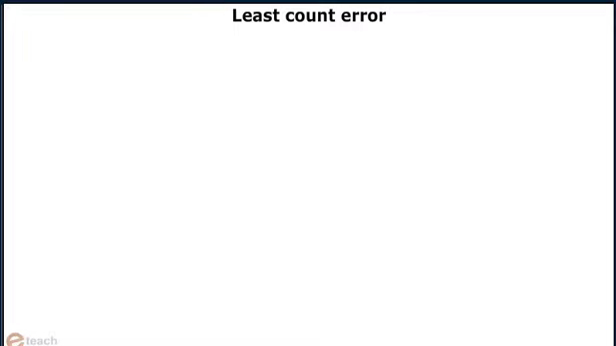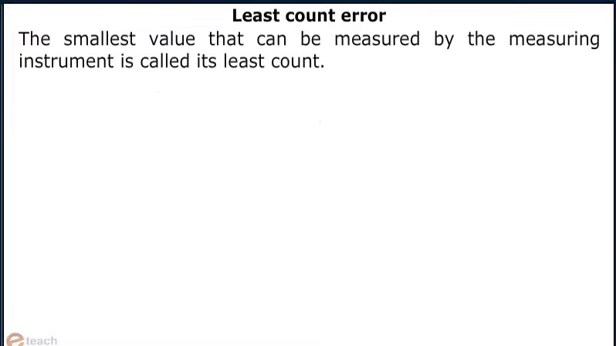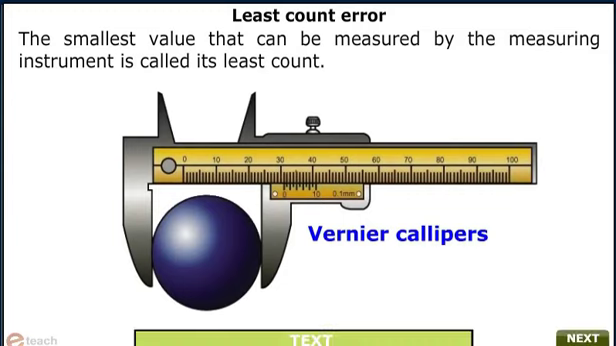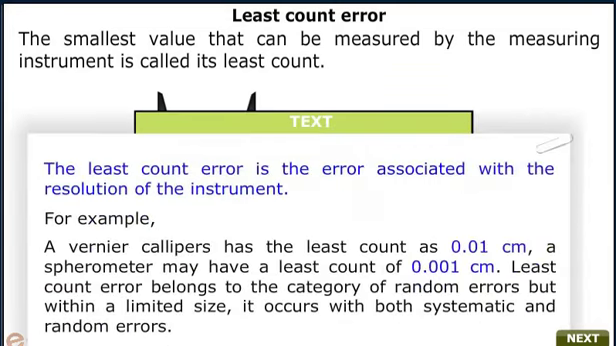Least count error. The smallest value that can be measured by the measuring instrument is called its least count. The least count error is the error associated with the resolution of the instrument.